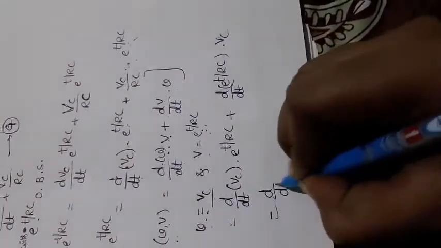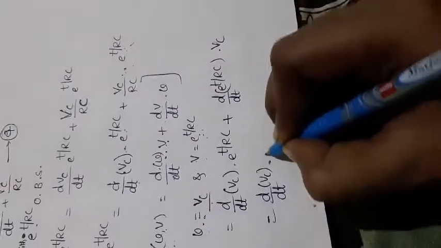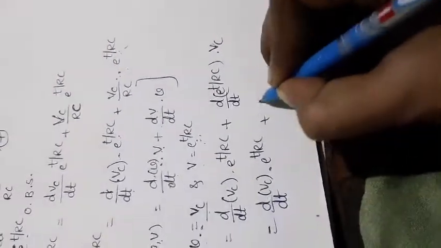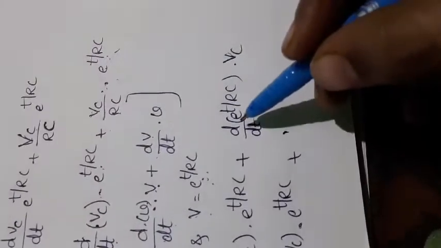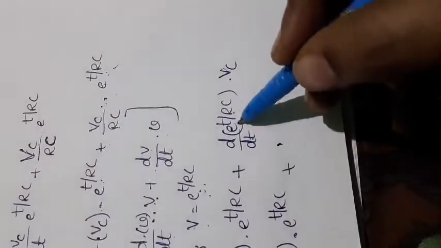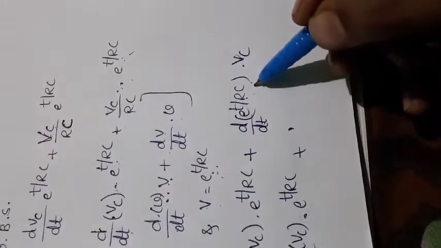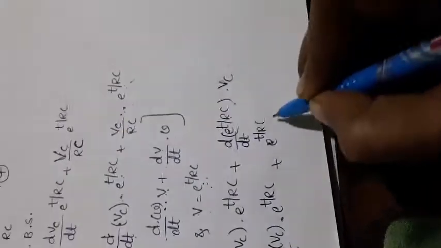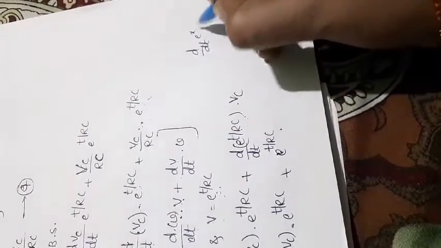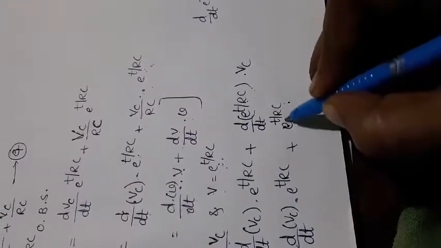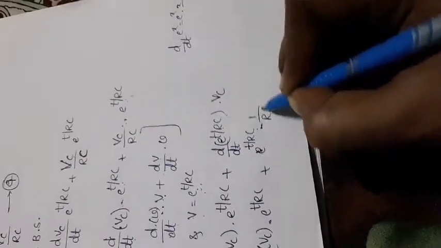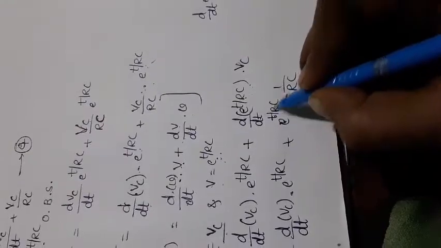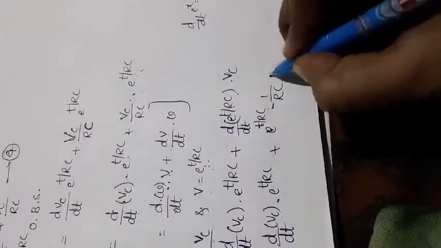Again, simplify this part. The differentiation of Vc into e power t by Rc plus, just observe, the differentiation of e power x looks like e power x, right? So e power x gives again e power x. So it is e power t by Rc into the differentiation of x. The differentiation of e power x formula is e power x into the differentiation of x, which we need to find. The differentiation of x is 1 by Rc with respect to t, since t gives 1 and the remaining constant is 1 by Rc, into Vc.